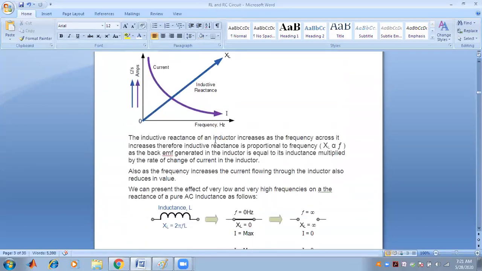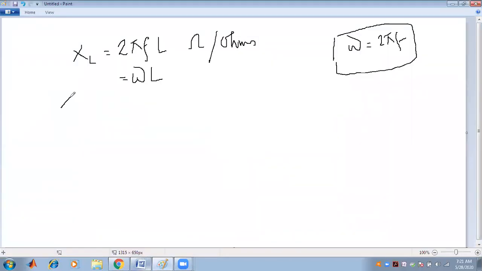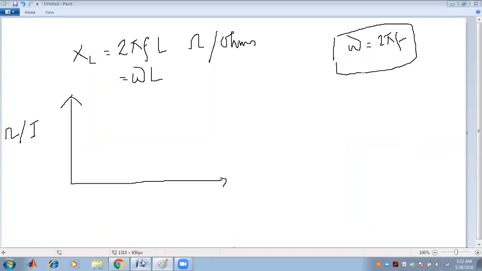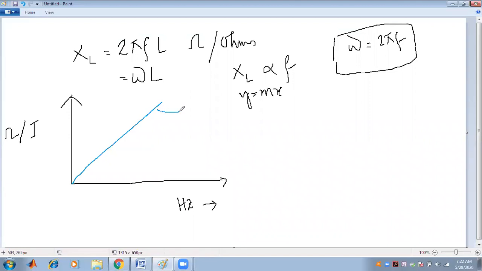If I draw the relationship between the inductive reactance, this axis is resistance or current in ohms or amperes, and this is the frequency in hertz. It is seen that the inductive reactance is directly proportional to the frequency. So XL is directly proportional to F, and it is Y equal to MX form, which means a straight line passing through the origin. So XL will be a straight line passing through the origin. This is called the graph of XL.